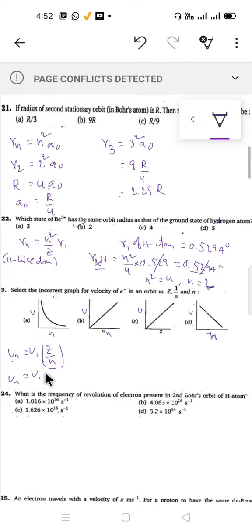Vn versus Z, you can write like this also. These two are proportional, so this is also proportional. This is also a correct one. Next, velocity versus Z. These two are also proportional, so this is also a correct one.